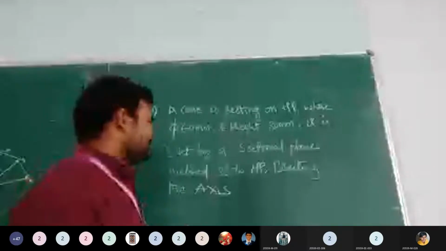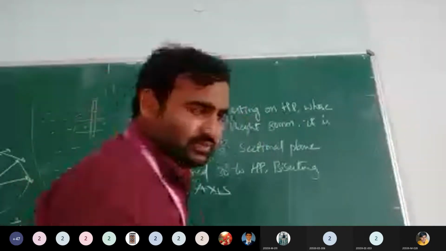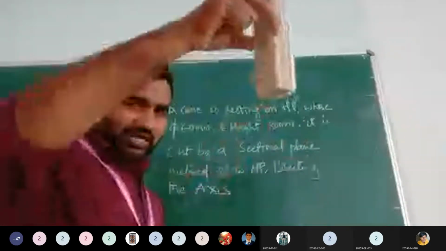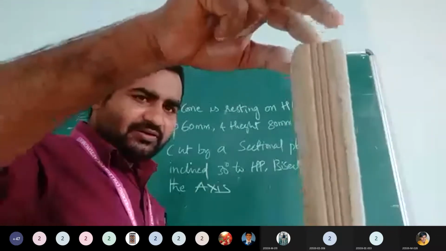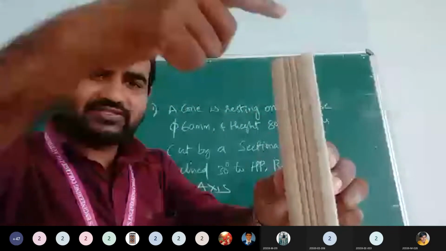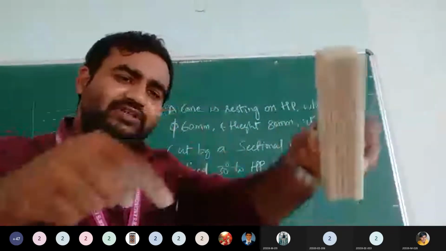On the topic of sectional views, a cone is resting on HP. Assume this as a cone resting on HP. If it is resting on HP, what can you see? You can see just a surface, yes or no? And in the top view, since it is resting on the HP, you can see a circle shape. Yes or no?